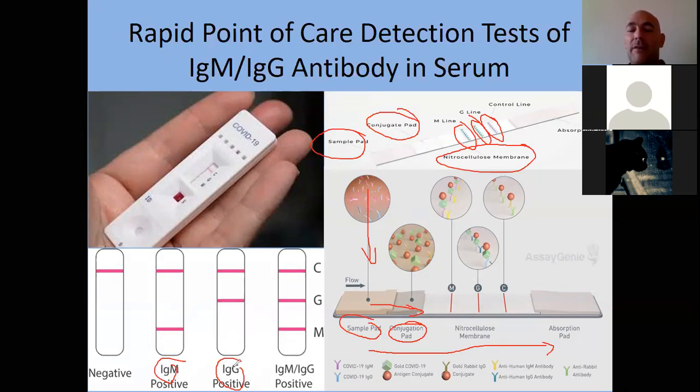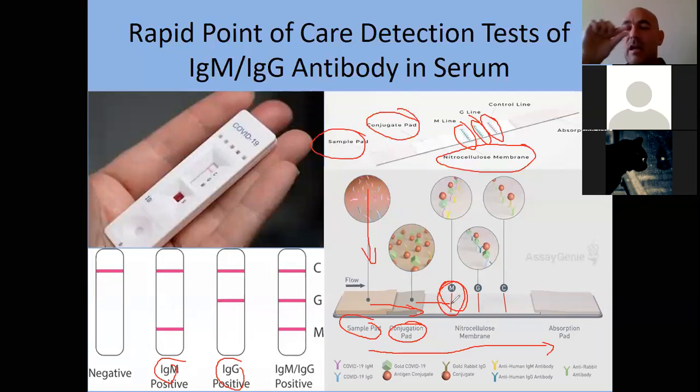If it does not have this, the sample will stay in the solution. So it binds, now it continues to go here. And in this line here, you have a different antibody. You have an antibody that now binds to IgG or IgM. In this case it is M.